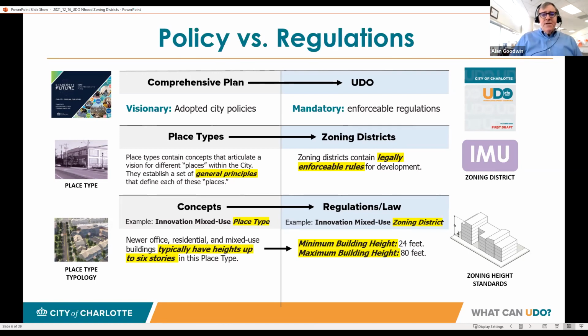How that translates into the UDO, into the regulations, is we have an innovation mixed use zoning district, which is different than the innovation mixed use place type. The place type says typically have heights up to 6 stories. The zoning district in the UDO actually sets the rules to make sure that we achieve that. So we have a minimum building height of 24 feet and a maximum building height of 80 feet, which is the equivalent roughly of a 6-story building. So our zoning regulations help us achieve the vision in the comprehensive plan.